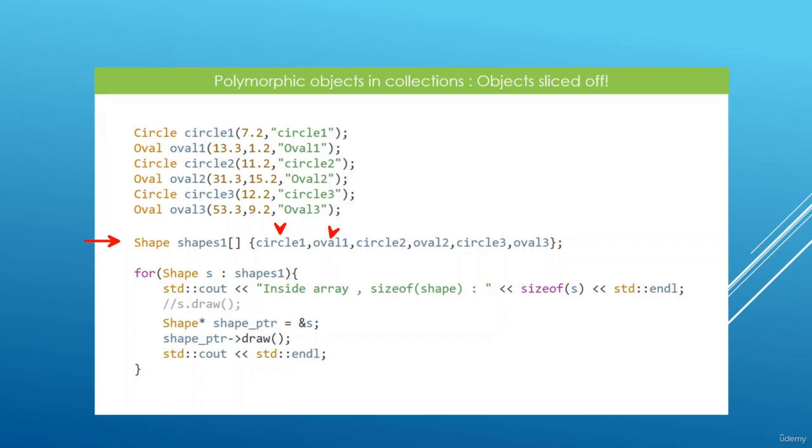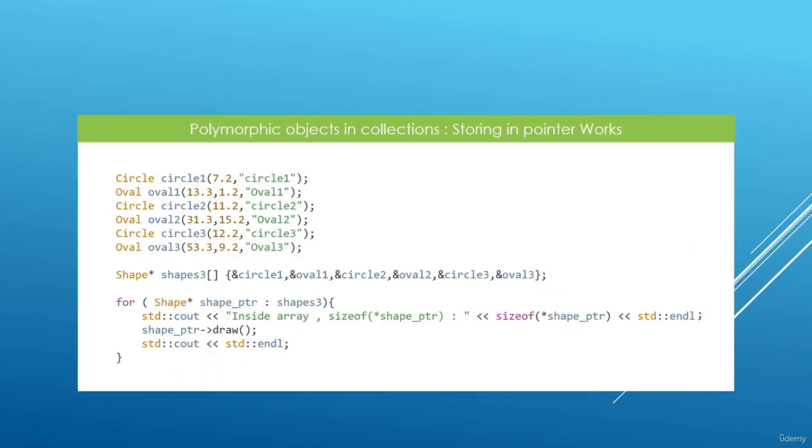So if we loop and call the draw method, we will be calling the draw method from shape because circle and oval information has been sliced off the moment we try to store these objects in a collection that is designed to store shapes as we have here. So this is something you need to be aware of. If you want to keep derived information, you should use base class pointers, and that's going to keep your information. Your draw methods here are going to be called polymorphically.